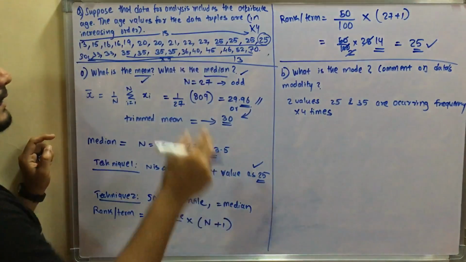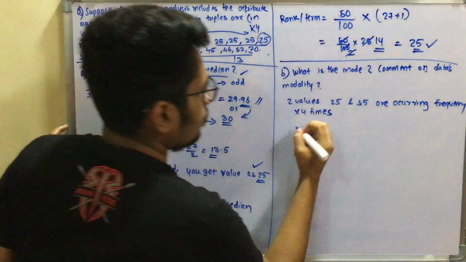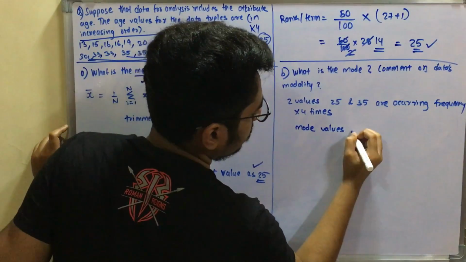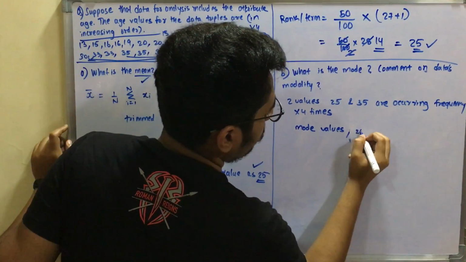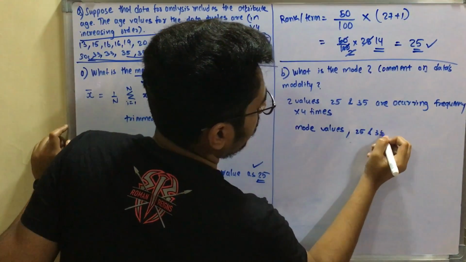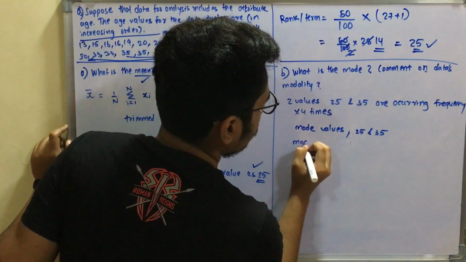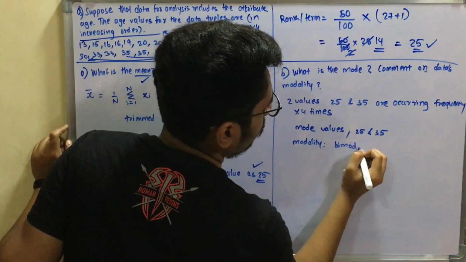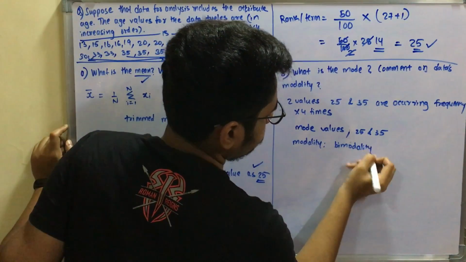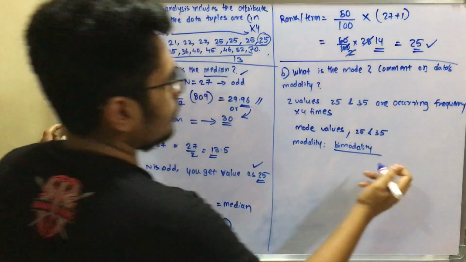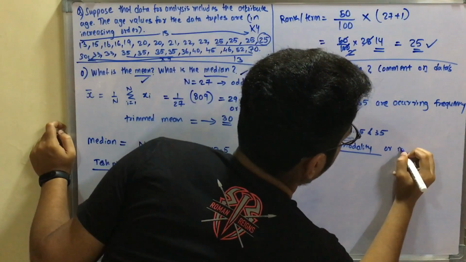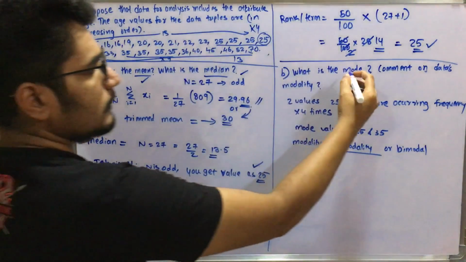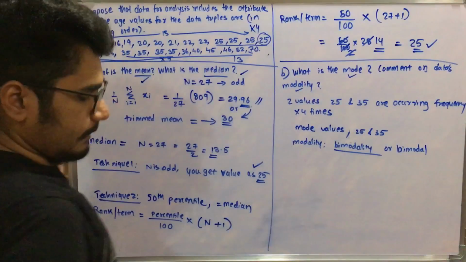And so you can say that this data set has mode values. The mode values are basically 25 and 35. To comment on the data's modality, it is bimodal, or you have bimodality. So this completes the answer to the mode and modality.